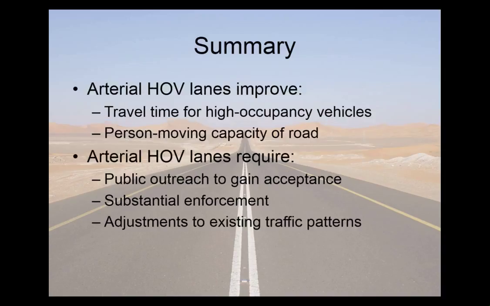Arterial HOV lanes provide benefits for high occupancy vehicles in the form of improved travel time, and increase the person moving capacity of the road. But on the other hand, they require a public outreach campaign by the Department of Transportation or whatever agency is implementing the HOV lane. They require substantial enforcement, and the existing traffic patterns may need to be adjusted to make way for the HOV lane.